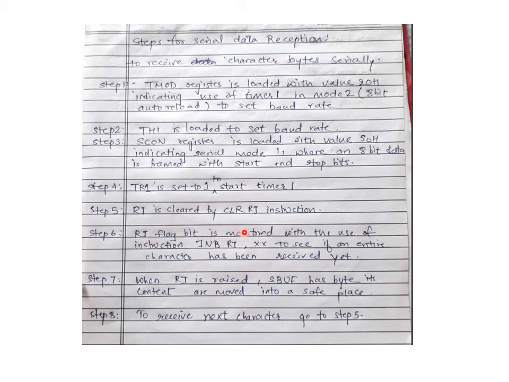RI flag bit is monitored with the use of instruction to see if the entire character has been received. Then when RI is raised, SBUF has the byte, and its contents are moved to a safer place. Then in last step we have to receive next character, and again we have to go to step number 5. So these are the steps for serial data reception.